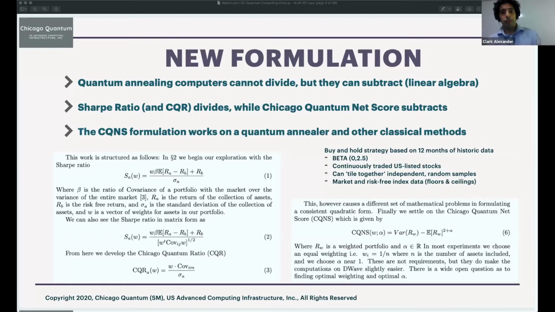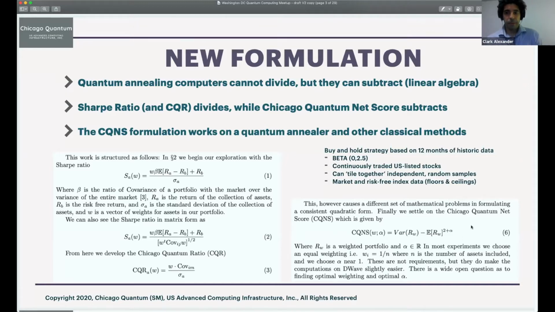Okay, so the Sharpe ratio, you'll notice, is a ratio, and quantum computers don't exactly divide. That's just not the thing they do. So we decided that we could maybe formulate it in a different way. So we have what we call the Chicago quantum ratio. Again, a division, and then we went to the net score. Okay, and just pointing that out, we call that equation 6.